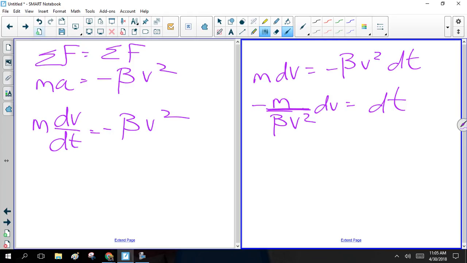Follow? All right, so now we're going to integrate both sides of this. I'm going to integrate this from a time of 0 to some arbitrary time t. And my velocity gets integrated from, at time 0, what's our velocity? v naught to v final, which is my velocity at time t, right? Make sense? Any questions before I go on?